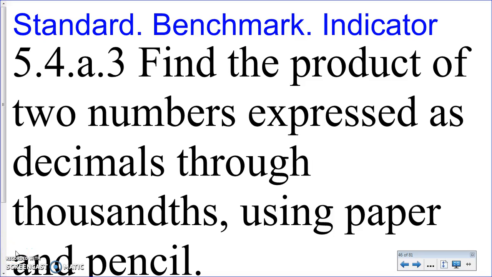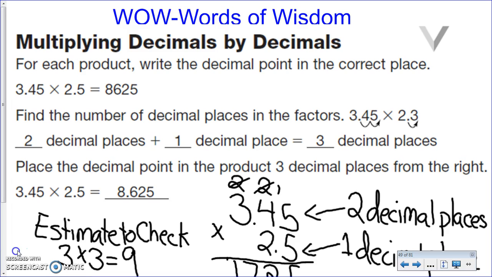Next, we are reviewing the multiplication of decimals. Please copy down the standard benchmark indicator on a clean page in your math notebook. Find the product of two numbers expressed as decimals through the thousands using paper and pencil. Multiplying decimals by decimals. For each product, write the decimal point in the correct place.